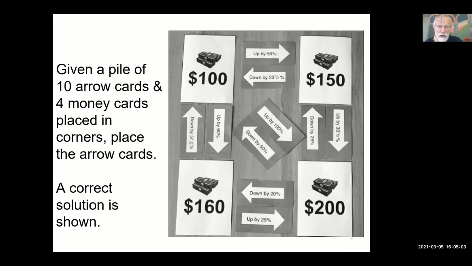So here we have a correct solution after all 10 cards have been placed. Of course, those cards won't have been placed initially. It's up to the students to place them correctly. A very common misconception here is to think that if something goes down by 50%, then the up by card should also say 50%. And students have a lot of discussions around concepts and misconcepts.